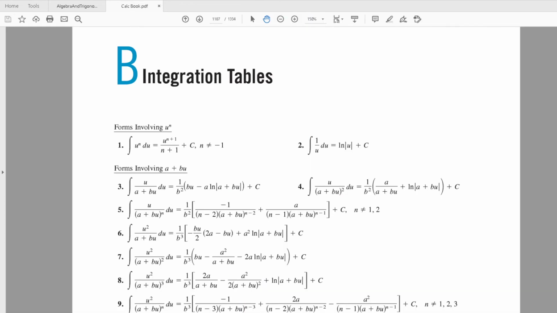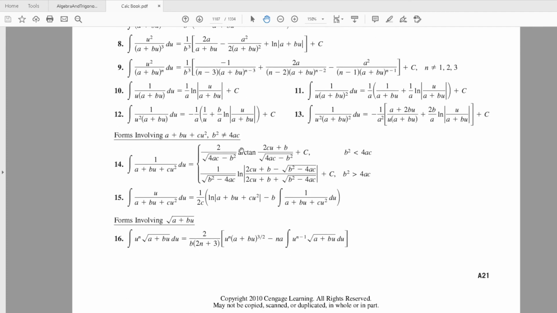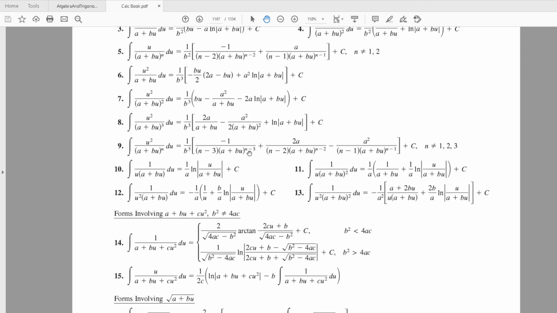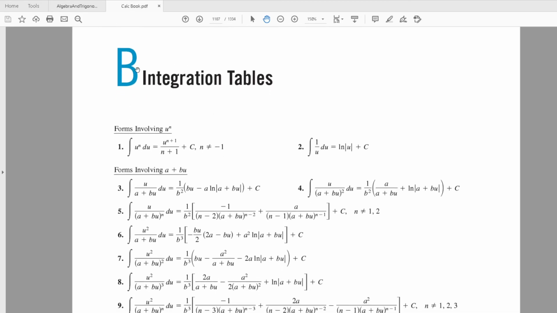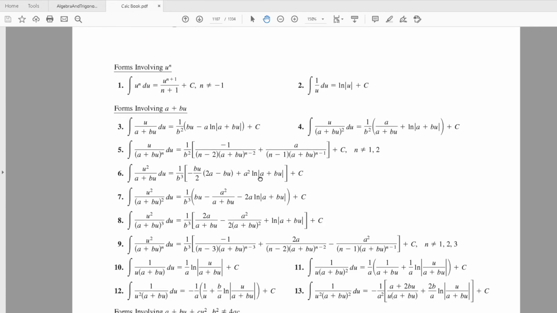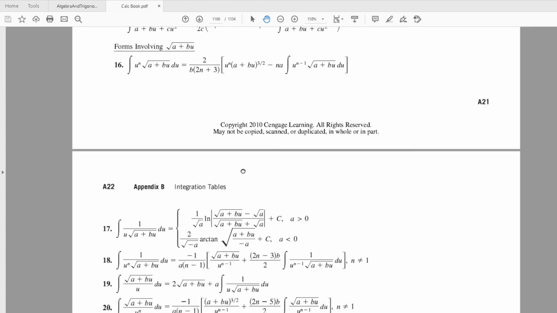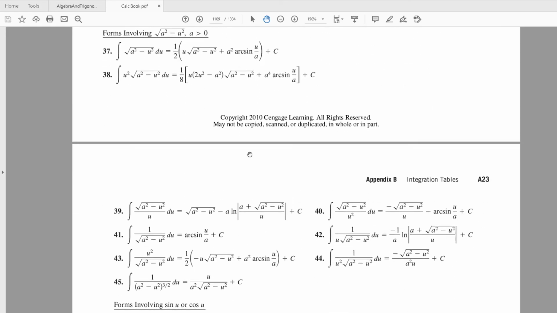Okay. If you look in the back of your textbook, this is in the appendices, appendices A21. It's the very back of your textbook. There is this part B of the appendices called integration tables. There are hundreds of these little formulas. I'm not saying you need to memorize all of them, but you should note a few of them.